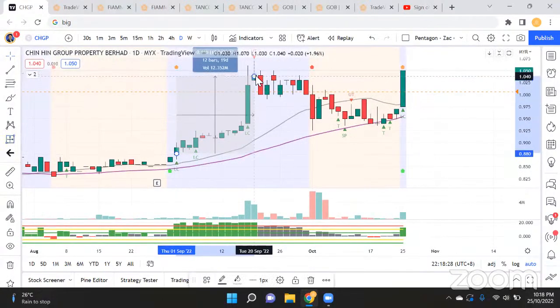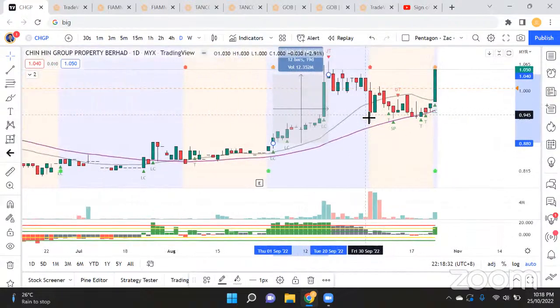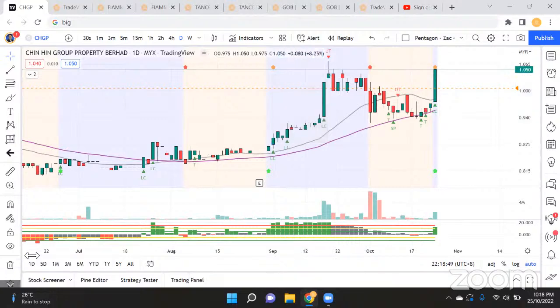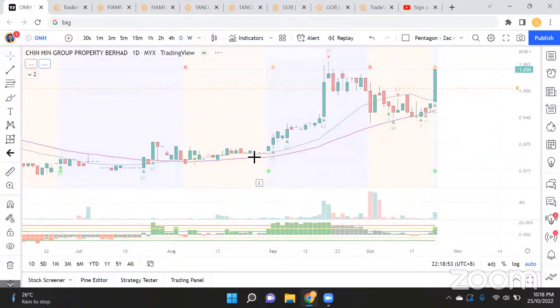Hopefully it will be the same also. The previous green panel was able to push around 18%. Similar to Glove, I need to try to get 20-30%. For me, if I can get 10% from this green panel, I'm also pretty happy already. But let's see whether tomorrow it will start to make some further pullbacks or not. Now let me know any counters you want me to look into. We almost close over here, so let's go into OMH.